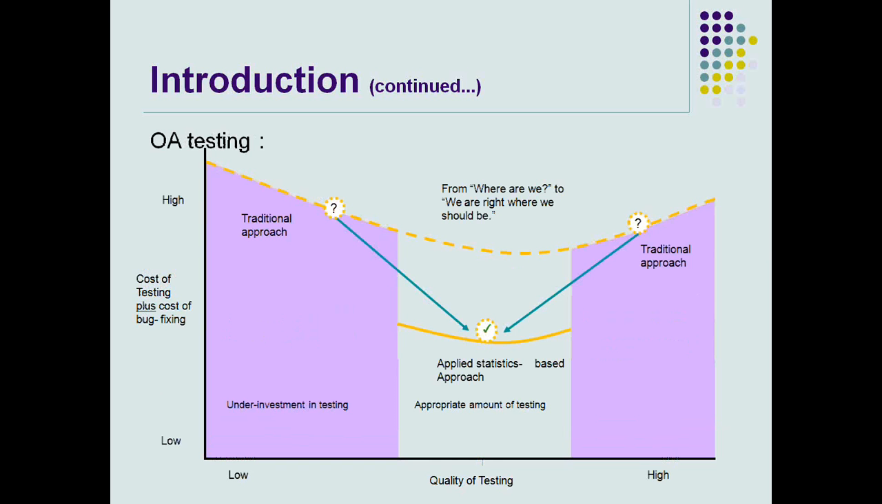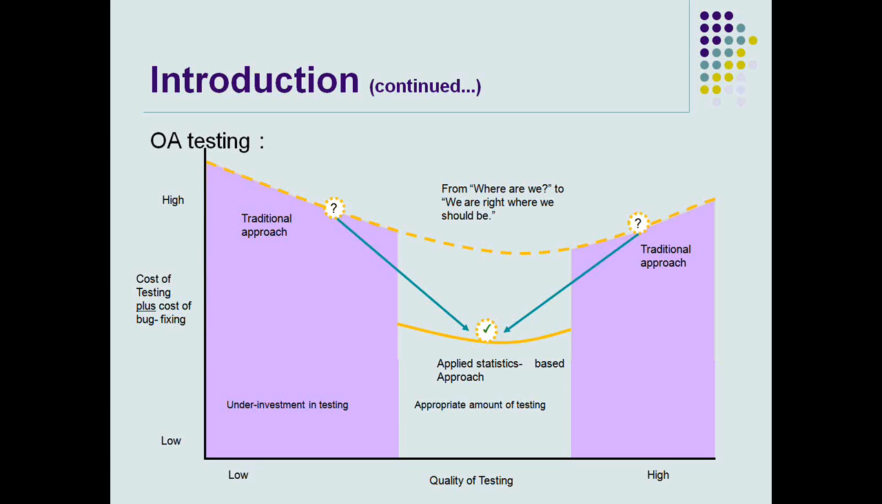So this diagram shows us an overview about OA, which means the orthogonal array. We would be able to have an appropriate amount of testing within an acceptable time frame and with good quality as well. Good quality means the coverage of all the requirements within a minimum amount of testing.